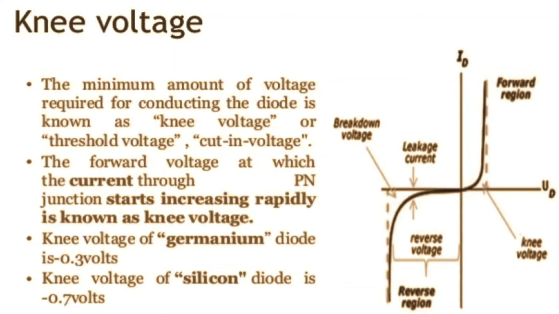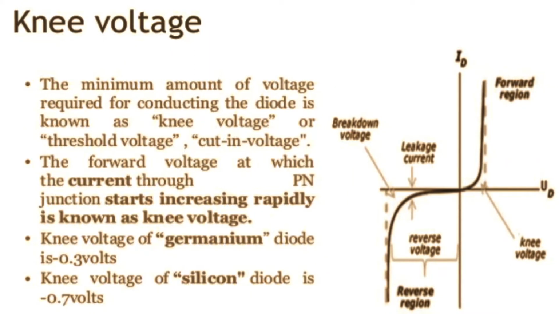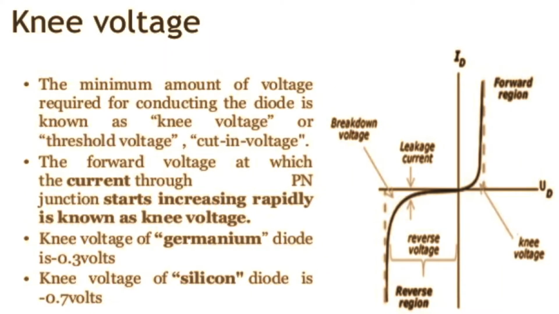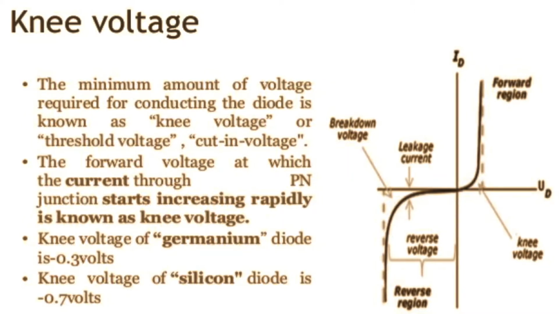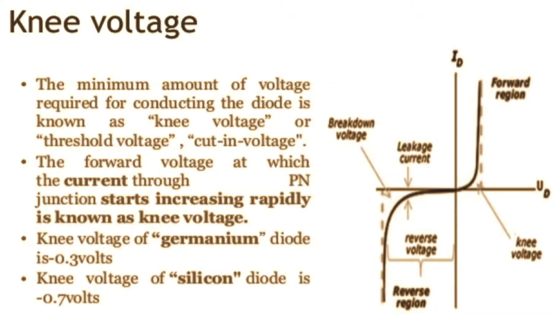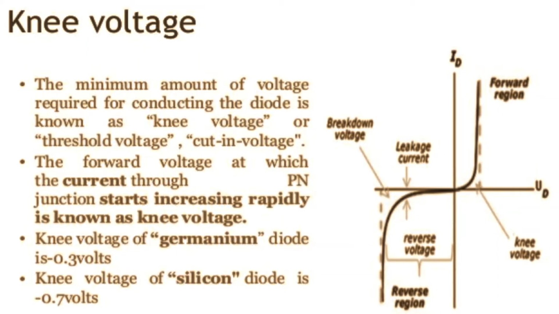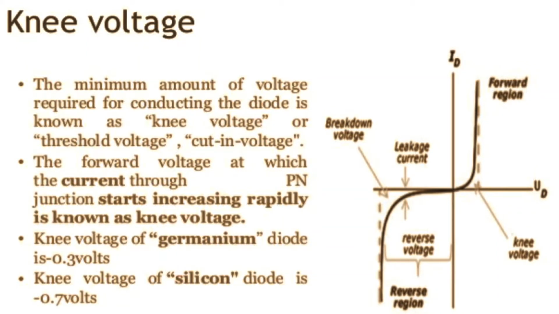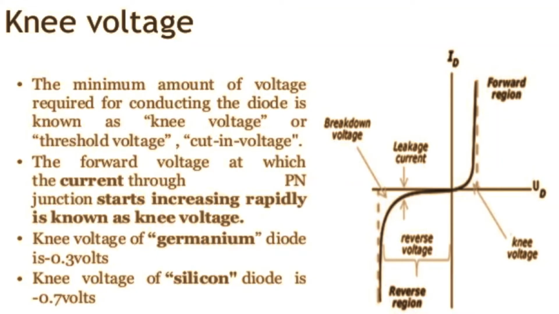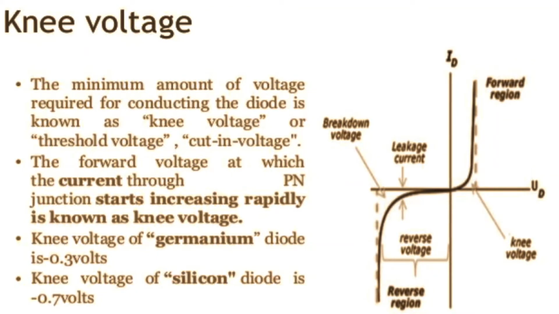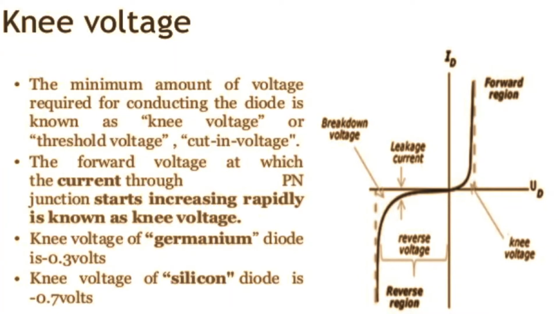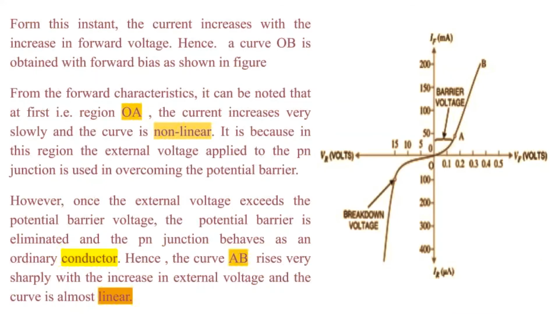Knee voltage. The minimum amount of voltage required for conducting the diode is known as knee voltage, otherwise known as threshold voltage or cut-in voltage. The forward voltage at which the current through the PN junction starts increasing rapidly is known as knee voltage. Knee voltage of germanium diode is 0.3 volt, whereas knee voltage of silicon diode is 0.7 volt. So from this instant, the current increases with the increase in the forward voltage. Hence, the curve OB is obtained with forward bias as in the diagram.